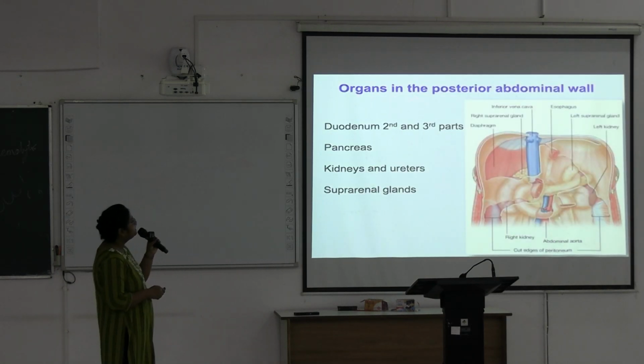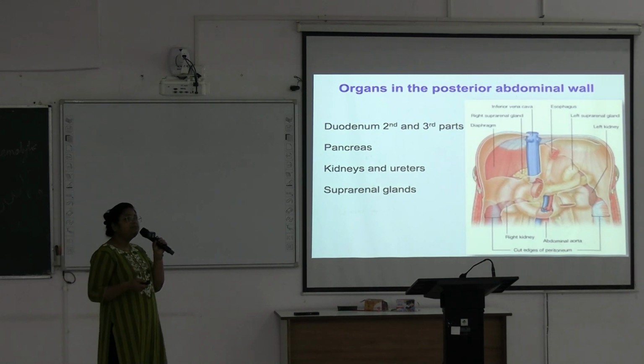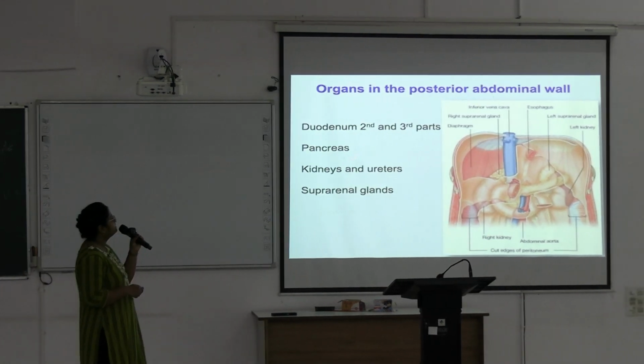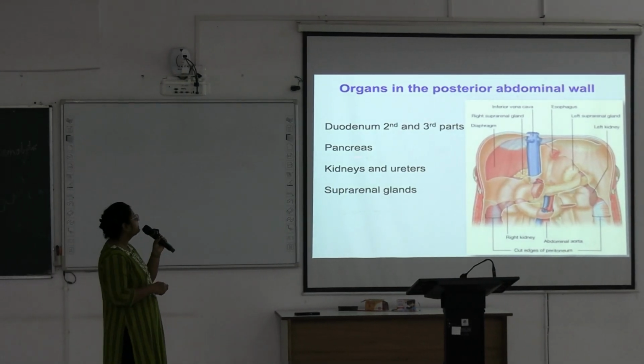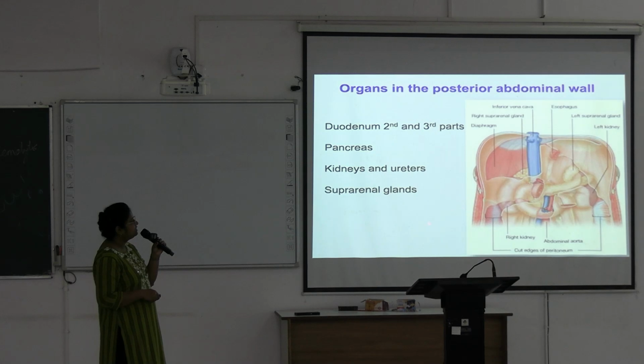so these organs are lying in the posterior abdominal wall. Okay, posterior to the peritoneum. Duodenum, its second and third parts, pancreas, kidneys and ureters, and suprarenal glands. All these structures are retroperitoneal. That's why you can see them in the posterior abdominal wall.